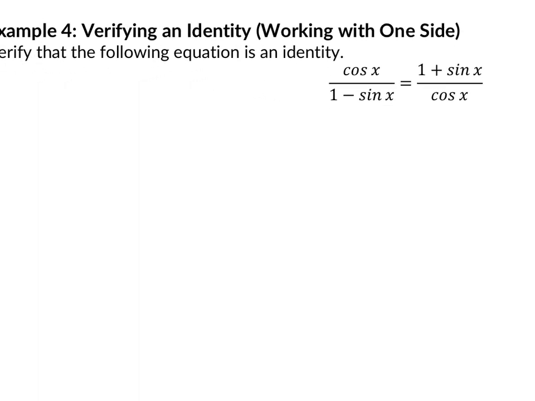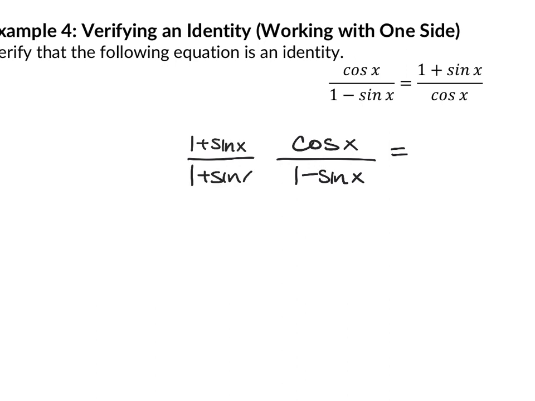Okay? Now, I noticed that this left side has 1 minus sine of x in the denominator. And there's nothing I can do to change 1 minus sine of x because the only identity I have that even remotely looks like that is squared, 1 minus sine squared. So what we're going to do is we're going to take this left side of the equation and we're going to multiply the top and bottom by the conjugate of the denominator, 1 plus sine of x. So I'm multiplying by the conjugate.